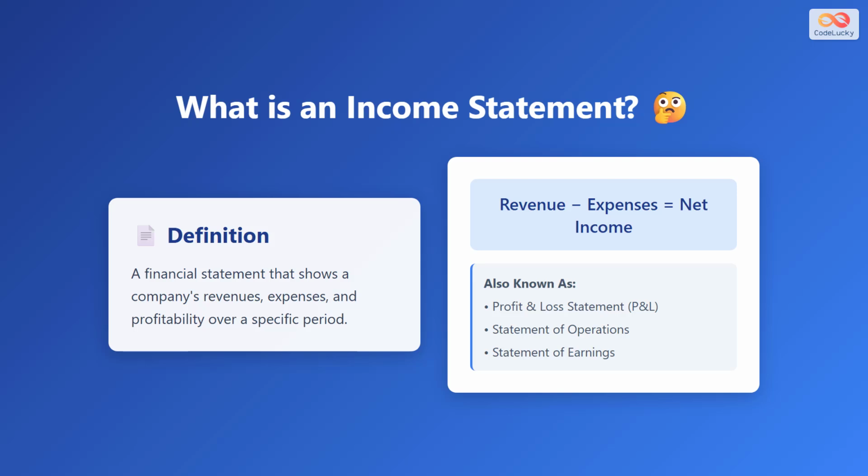An income statement is a financial report that shows a company's revenues, expenses, and profitability over a specific time period, such as a quarter or a year. The fundamental equation is simple: revenue minus expenses equals net income. This document goes by several names including profit and loss statement, often abbreviated as P&L, statement of operations, or statement of earnings. All these terms refer to the same essential financial report that measures business performance.